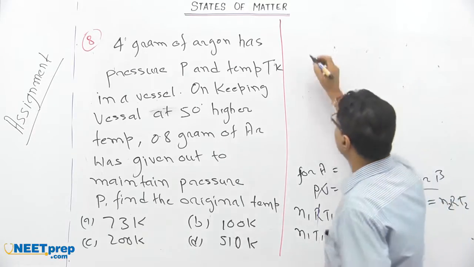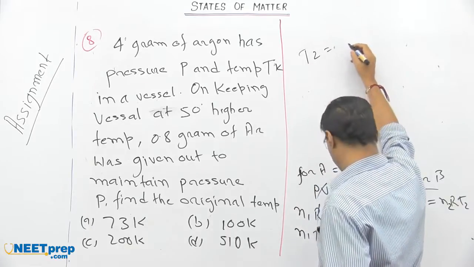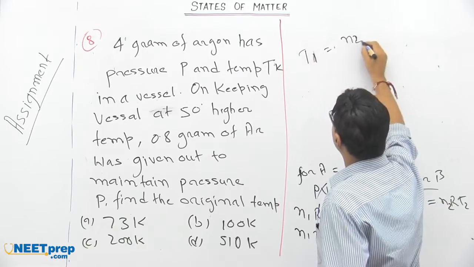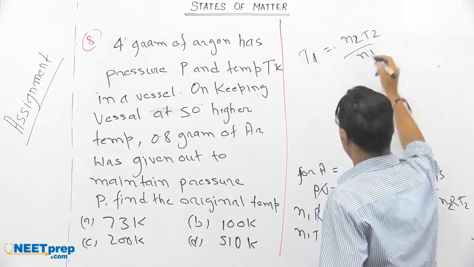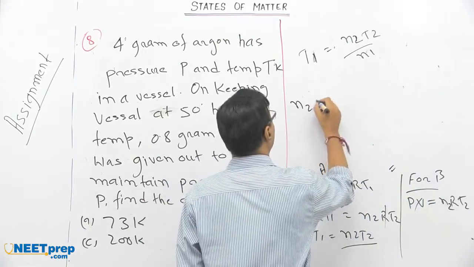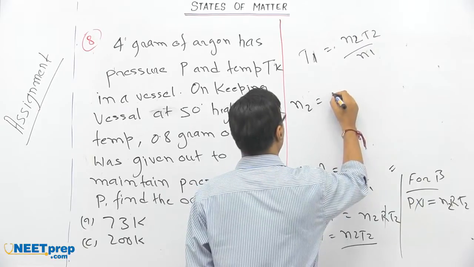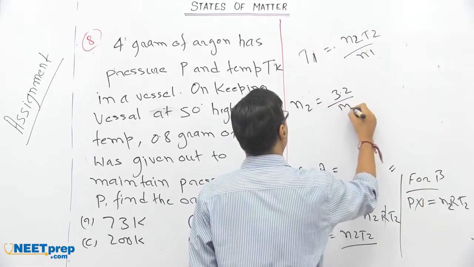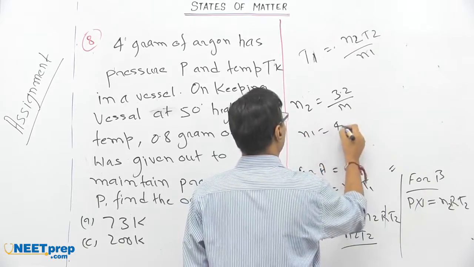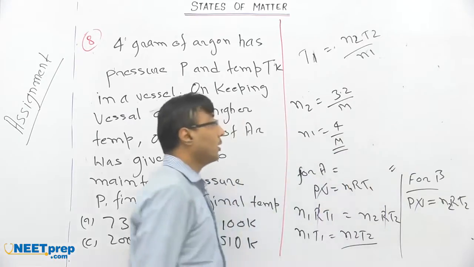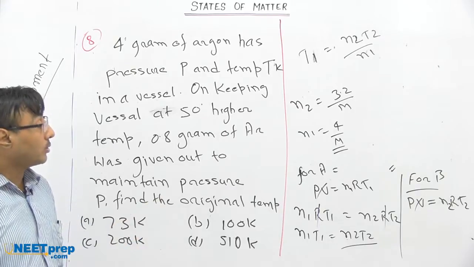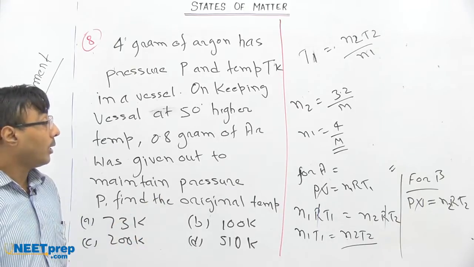And what we need to find out? We need to find out T1. The answer is N2 T2 by N1. And what is N2? N2 is the amount of argon that was left. It's 3.2 by molecular weight of the argon. And in case of N1, it's 4 by molecular weight of argon. We don't need to put the value of molecular weight of the argon, because M and M are going to be cancelled.